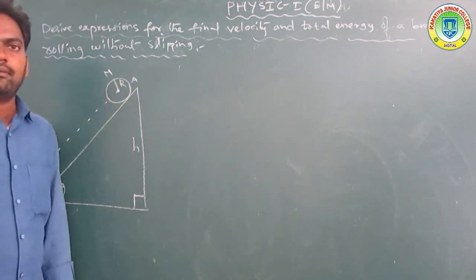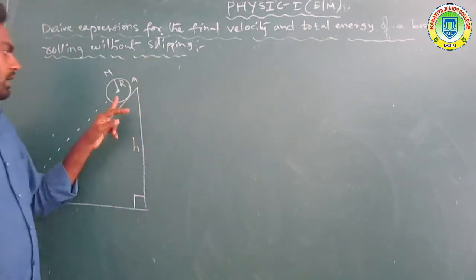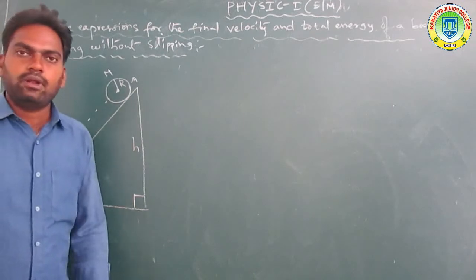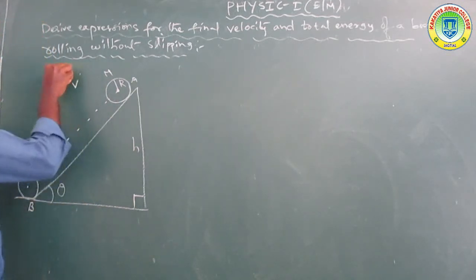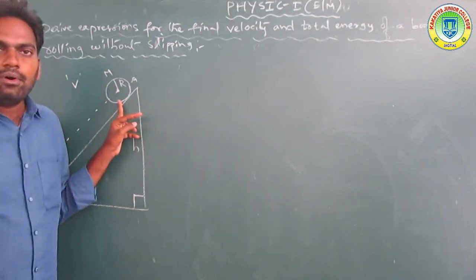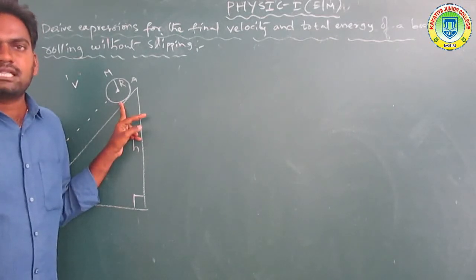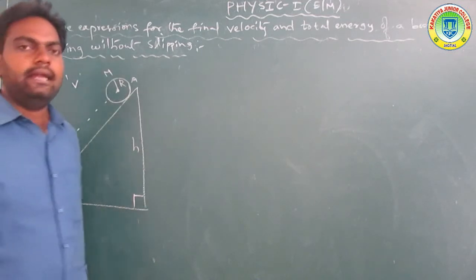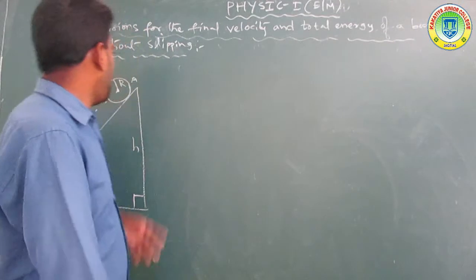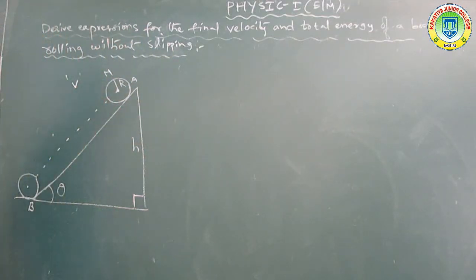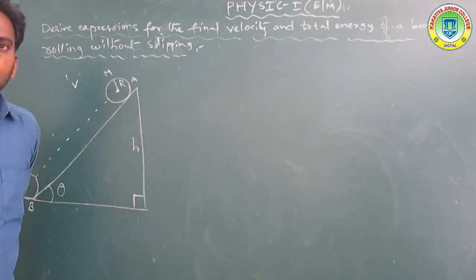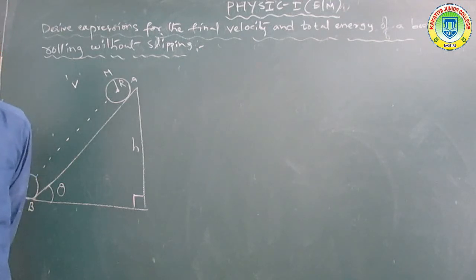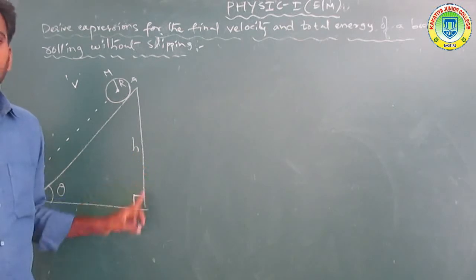It is rolling without slipping, and it reaches the bottom from a height h, moving with some velocity v. So, consider a body of mass m and radius r that reaches the bottom without slipping, with some velocity v, from a height h above the surface.